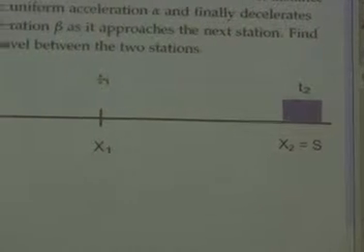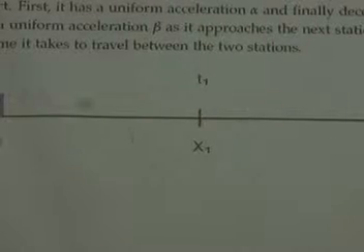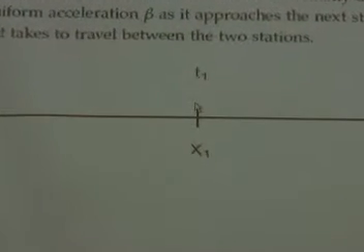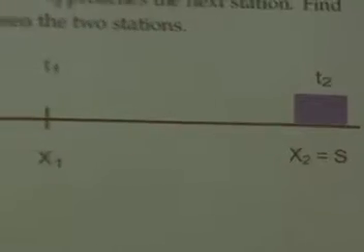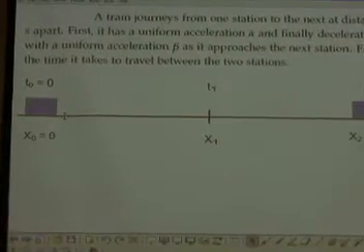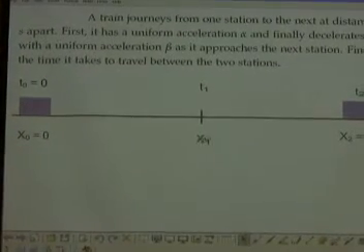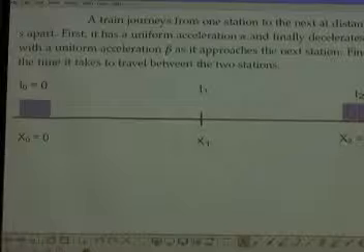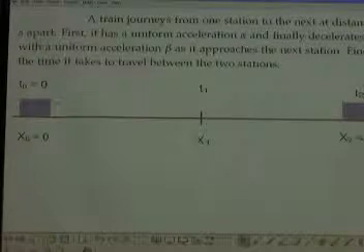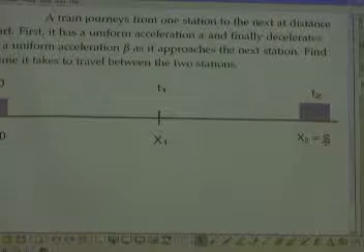At some point in the middle, the acceleration will change from alpha to beta. Up until this point, the acceleration will be alpha. After this point, we'll have a constant acceleration of beta. The initial location coordinate of the train is 0. And again, there's a location where the acceleration changes, and the location at the end of the train's trip will be S.